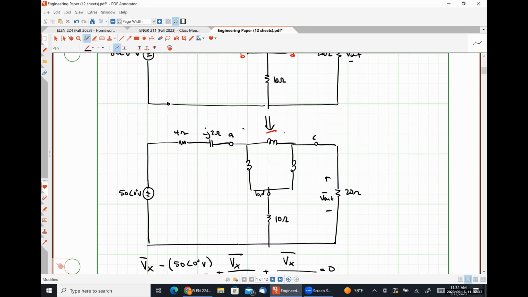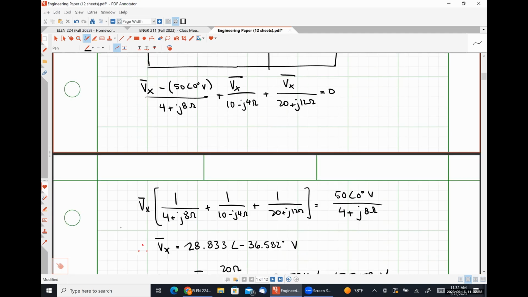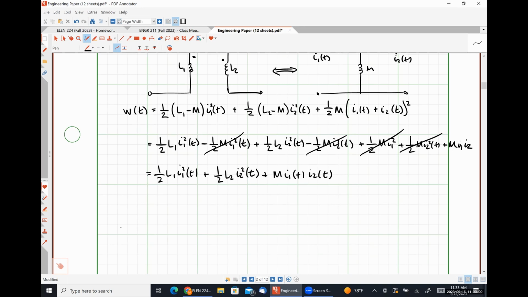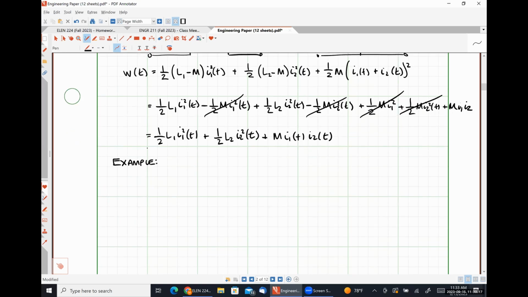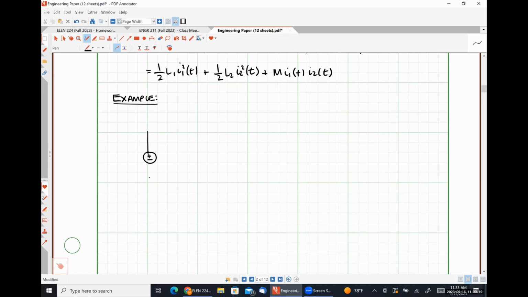Okay. Looks like we're going to be doing ideal transformers on Monday. All right. We have the circuit in the time domain.